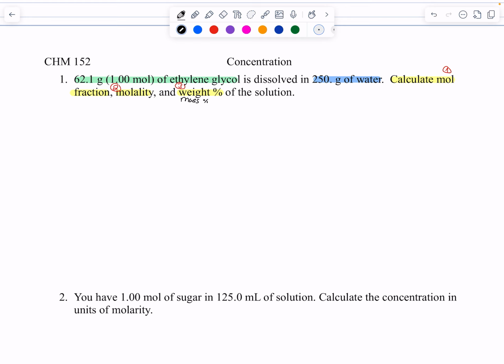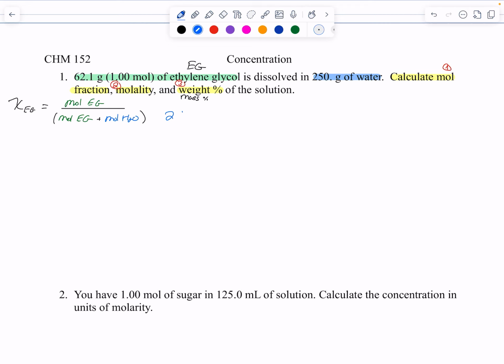So let's dive in. Mole fraction. What would be the mole fraction? The mole fraction of ethylene glycol, I'll abbreviate ethylene glycol, EG, would be the moles of ethylene glycol all over the moles of ethylene glycol and the moles of water. All right. And we have the moles of ethylene glycol. We need the moles of water.